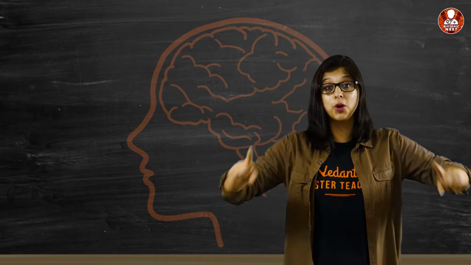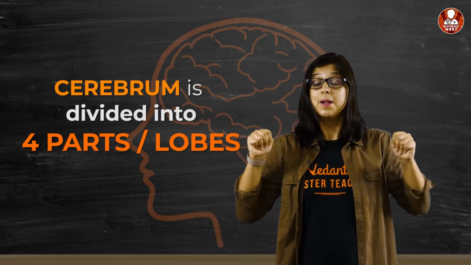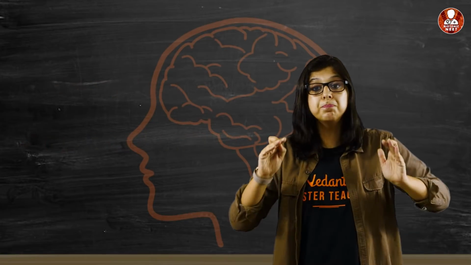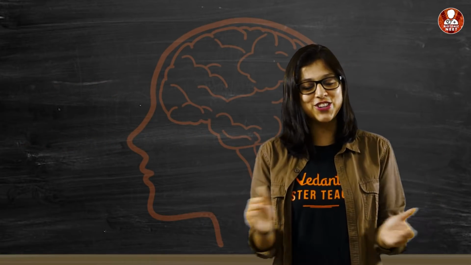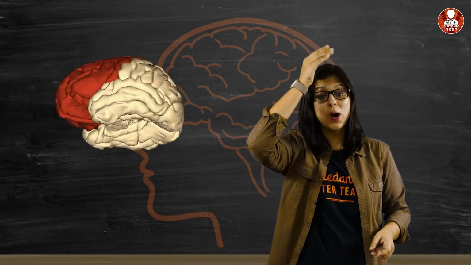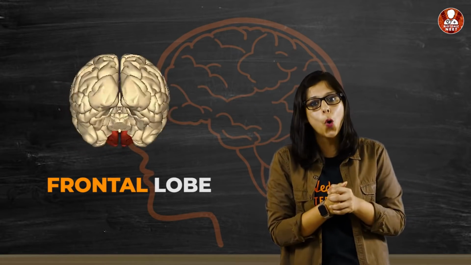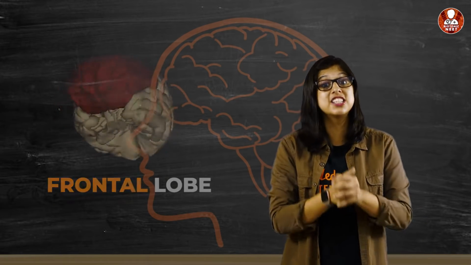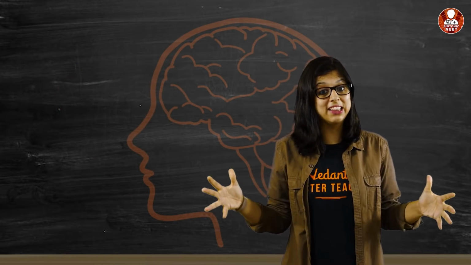If you look at the cerebrum, it is divided into four parts. The four lobes of the cerebrum, and each one of them has a beautifully different function. The first and the foremost is right here. It's referred to as the frontal lobe of the human brain. Right in the front, in the forehead, is the frontal lobe. It's present right in the front.